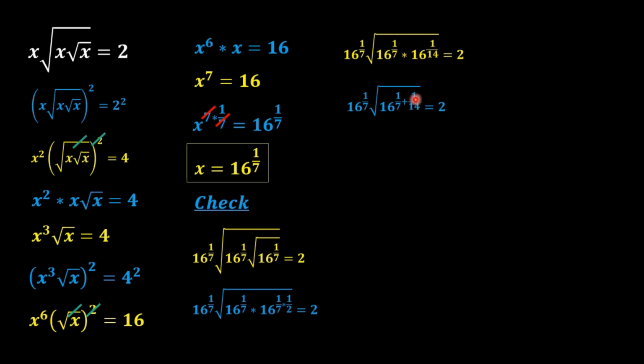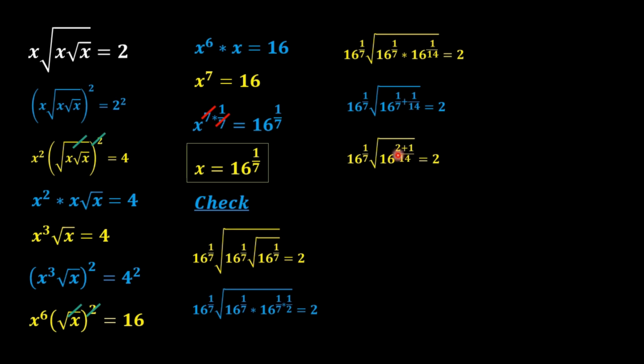Now when we simplify these values, 1 over 7 plus 1 over 14, we should get 16 to the power 2 plus 1 over 14. This is the LCM method, which is very easy. So you can solve by using the LCM method.